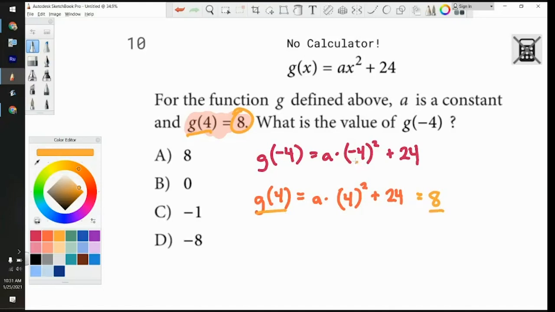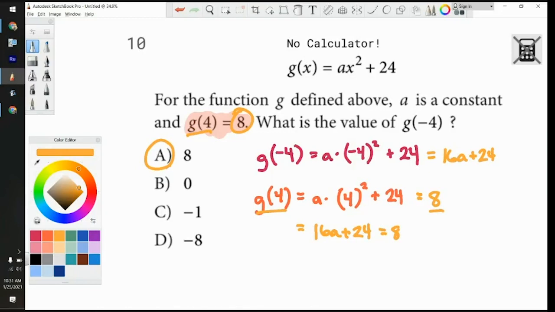These two equations are the same because technically this is going to break down to 16a plus 24 is equal to 8. And this top one is also going to be equal to 16a plus 24. If they're both 16a plus 24, then that top one is equal to 8.